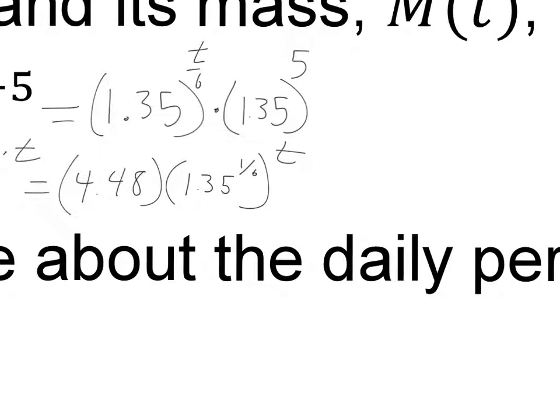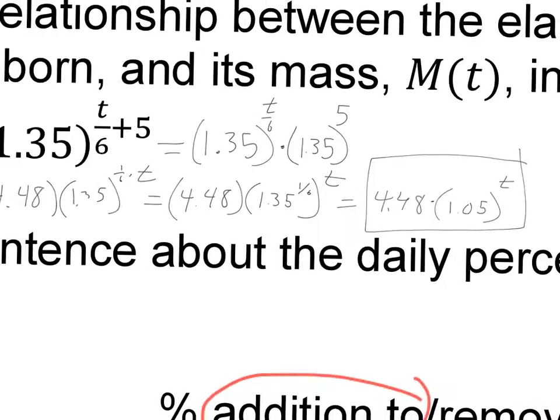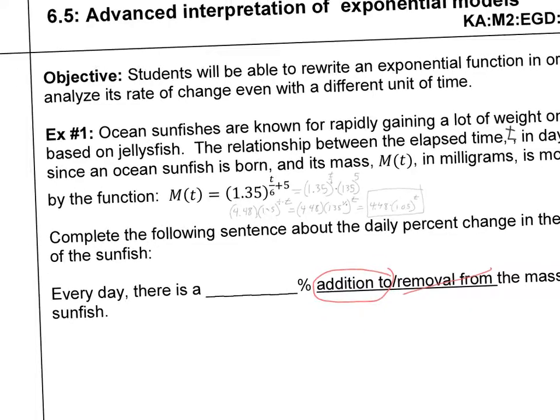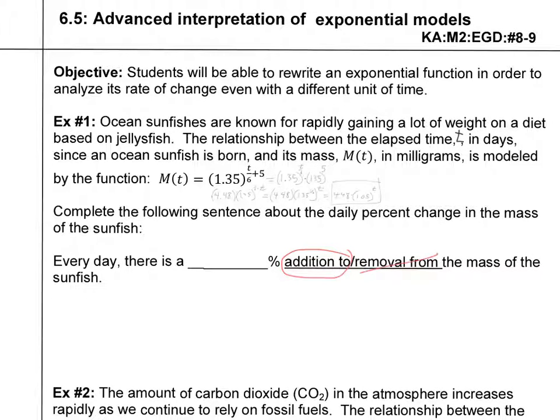So let's go ahead and figure out what 1.35 to the 1/6 power is. Well, it looks like it's 1.05 when I plug it in my calculator. So this is like saying 4.48 times 1.05, rounding here to just 2 decimals, to the power of t. Again, all I did is do 1.35 to the 1/6 to simplify this. So this is actually the function as I want to look at it, which changes things dramatically when we're talking about just each day.